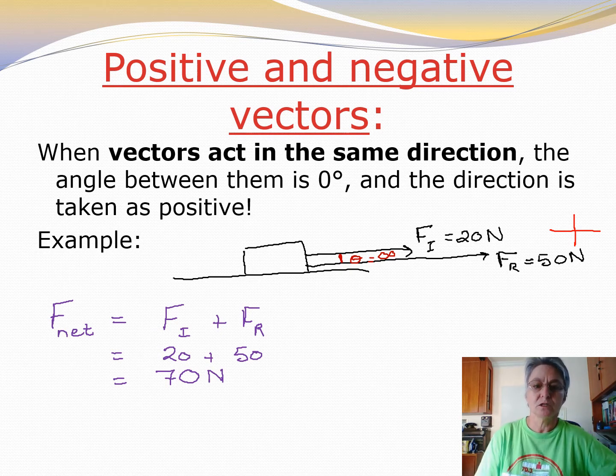So when forces act in the same direction, they form the biggest possible effect on the object, 70 newtons, which is called the net force. So their father could come along and pull with a force of 70 newtons and have the same effect. That is what net means.